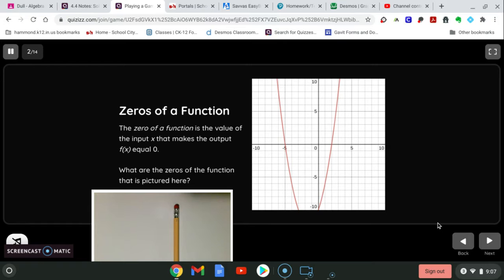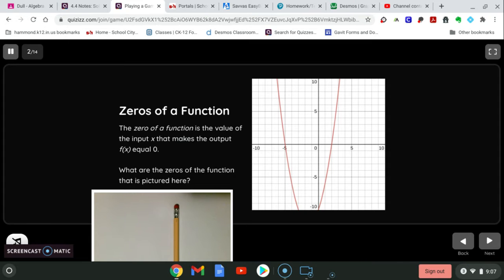So the first thing we want to talk about is zeros of a function, right? So write this down. The zero of a function is the value of the input x that makes the output f of x equal to 0. Another way to think about that is, what value can I put in for x that makes the y equal to 0? And when we look at that visually, those are your x-intercepts, right?